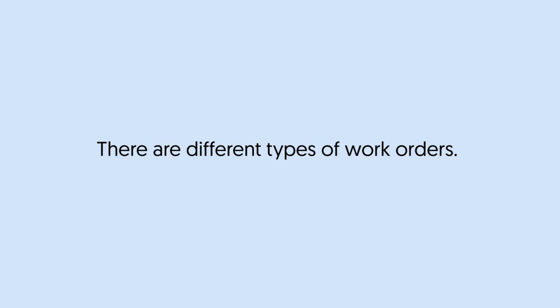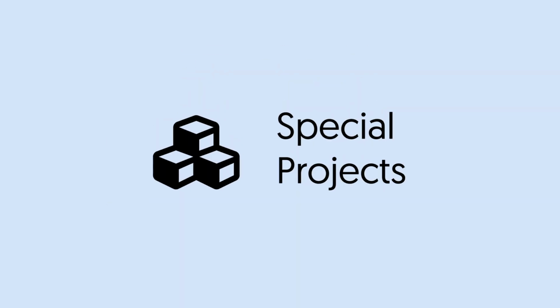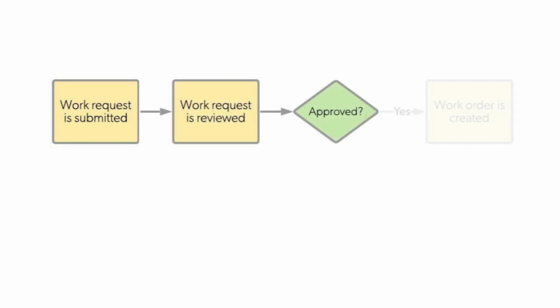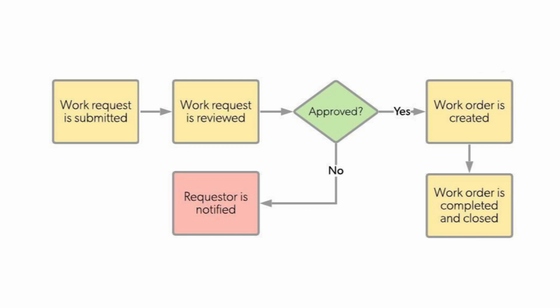There are different types of work orders: inspection, preventative maintenance, emergency, electrical, safety, and special projects, just to name a few. A proper workflow is needed in order to effectively manage maintenance tasks. The work request is submitted. The work request is reviewed. If approved, a work order is created, which will then be completed and closed. If not approved, the requester is notified.